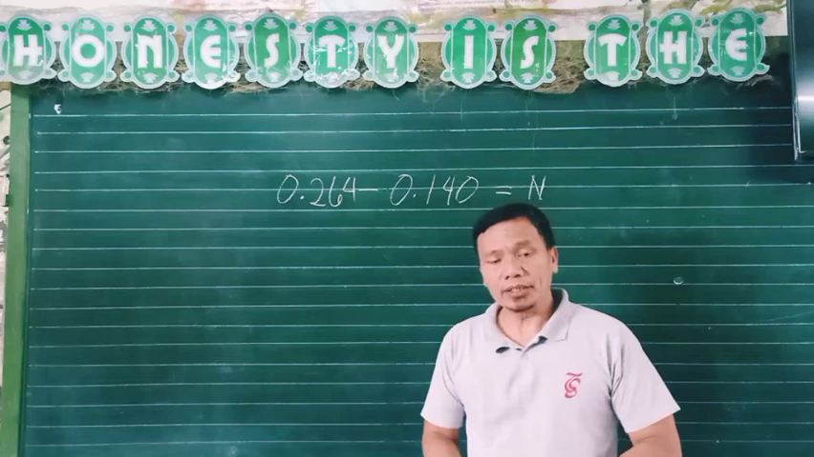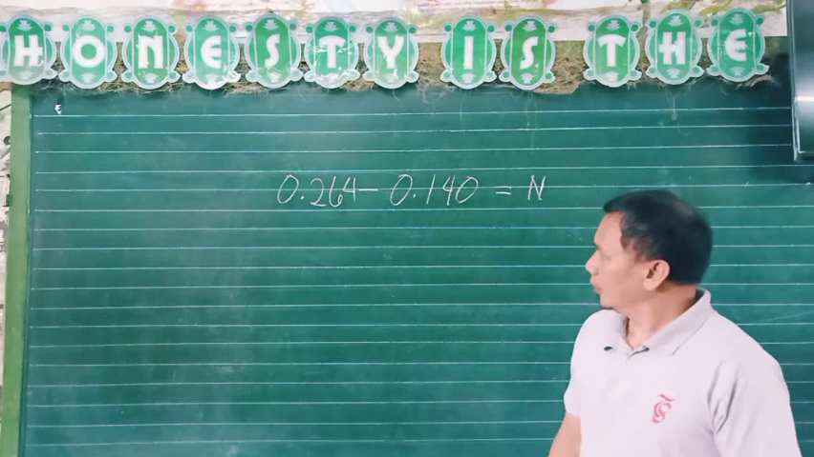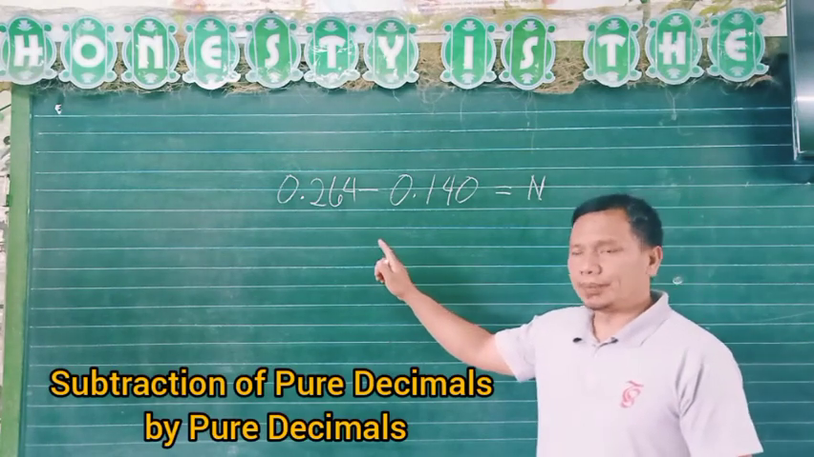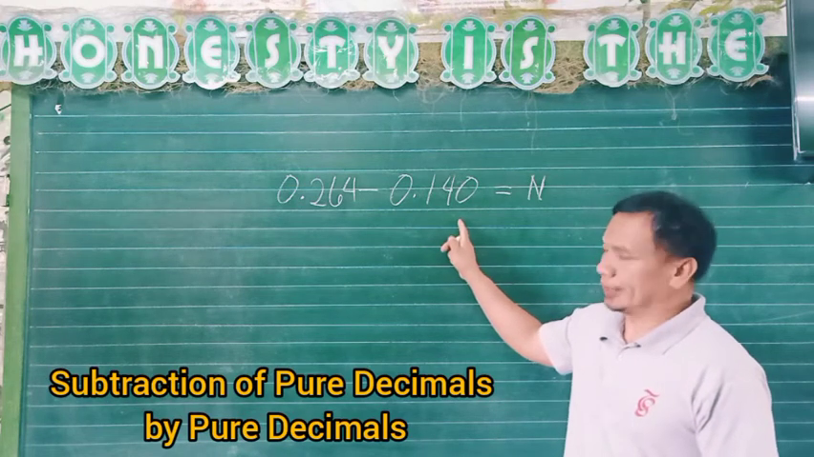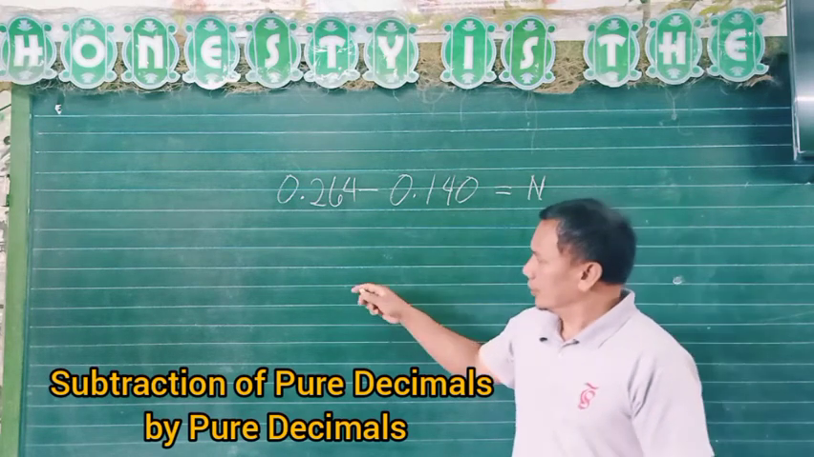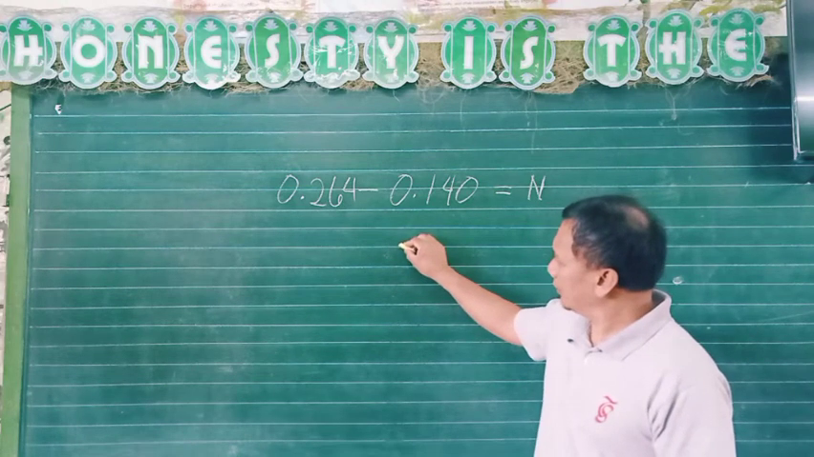This is about subtraction of decimal numbers. First, we are going to subtract pure decimals by pure decimals. So the first step you are going to do is to align the decimal point again.